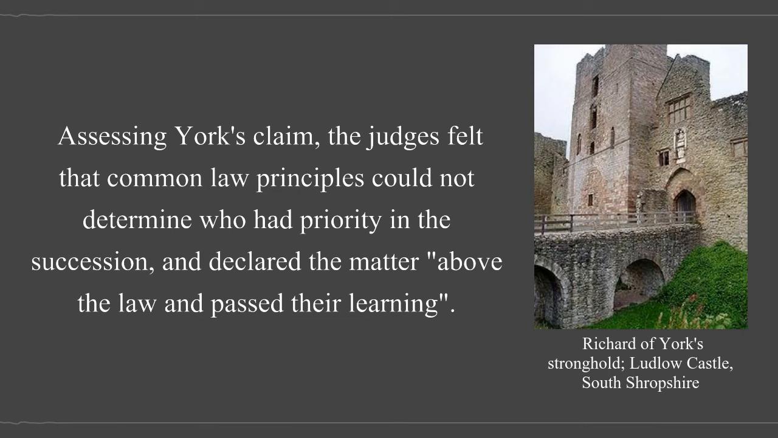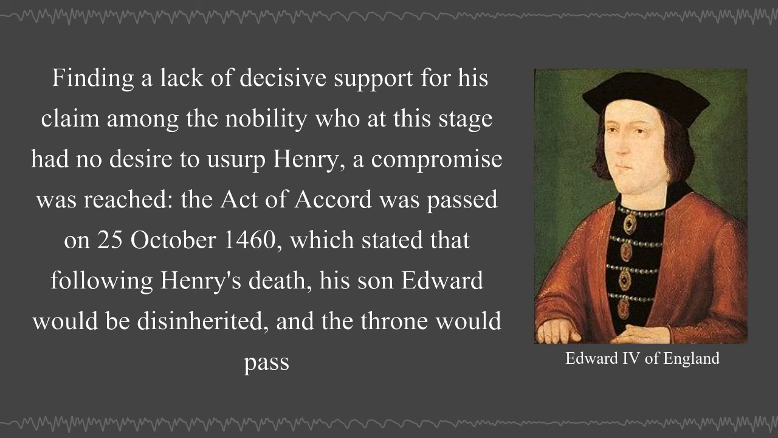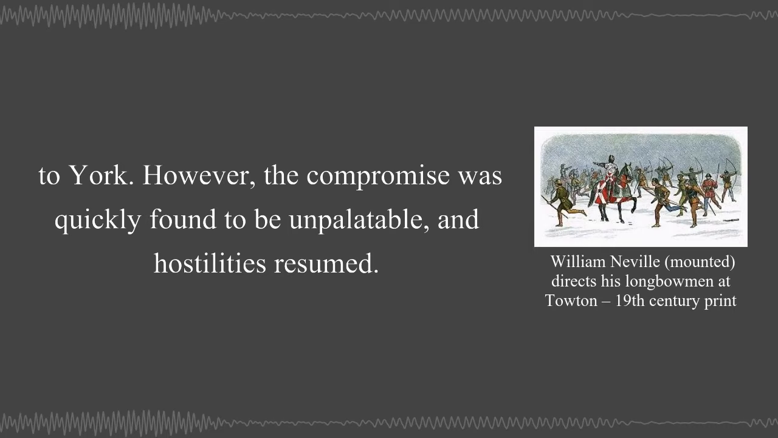Finding a lack of decisive support for his claim among the nobility, who at this stage had no desire to usurp Henry, a compromise was reached. The Act of Accord was passed on 25 October 1460, which stated that following Henry's death, his son Edward would be disinherited and the throne would pass to York. However, the compromise was quickly found to be unpalatable, and hostilities resumed.